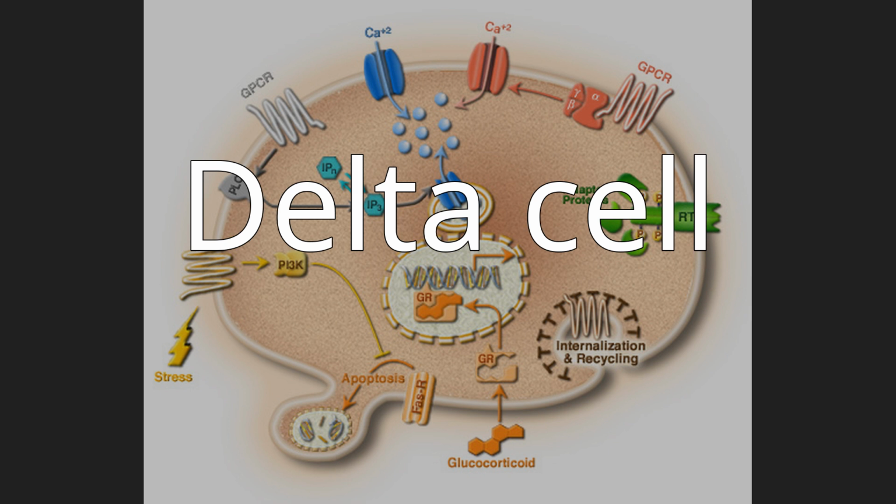Delta cell. Delta cells, or D cells, are somatostatin-producing cells. They can be found in the stomach, intestine, and the pancreatic islets. In rodents, delta cells are located in the periphery of the islets. In humans, the islet architecture is generally less organized, and delta cells are frequently observed inside the islets as well.